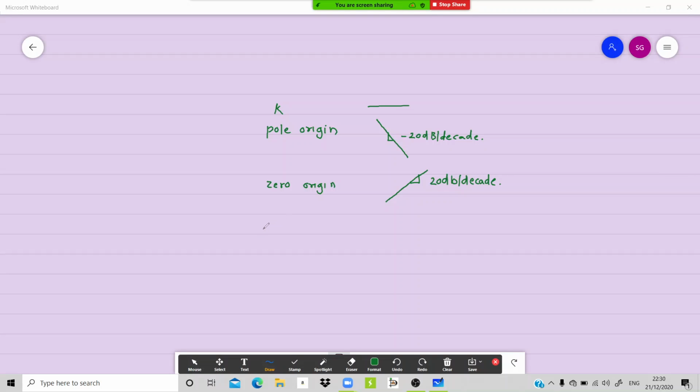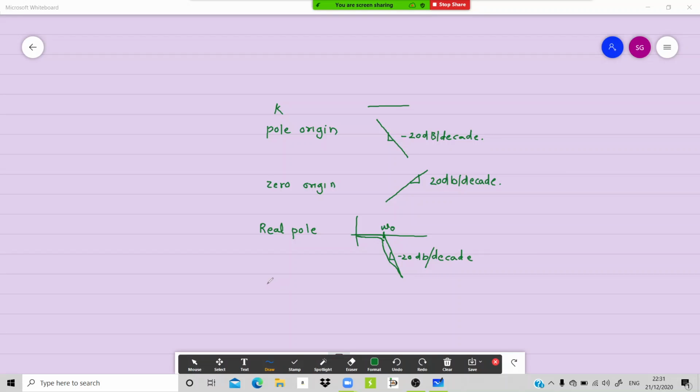Then the next thing was real pole, and we had seen that it will be flat till omega 0, the cutoff frequency or break frequency. It's a straight line. At this point it is minus 3 dB, and then it decreases with minus 20 dB per decade. Just we are revising. So practically the graph is going to be this thing.